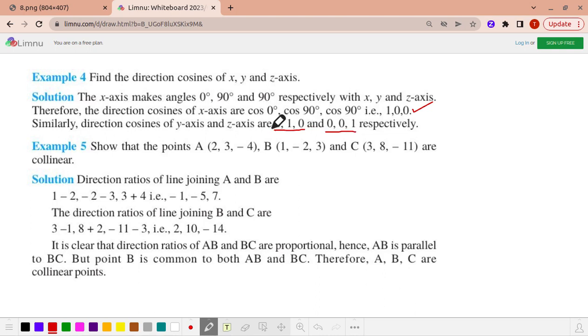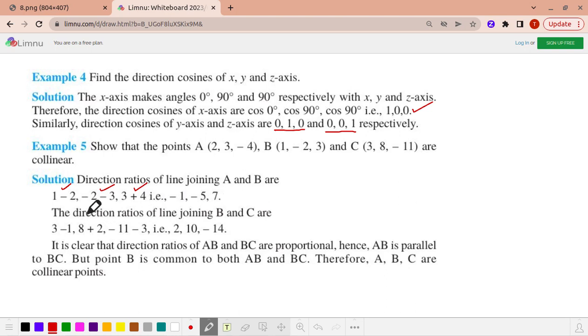Now the fifth example, that is a slightly different example. So the question here is that the points A, B and C whose coordinates are given, as you are seeing in front of the screen, are collinear. So how are we going to do this? First we find the direction ratios of the line joining A and B, that is the difference of the x coordinate, y coordinate and z coordinate, that becomes minus 1, minus 5, 7.